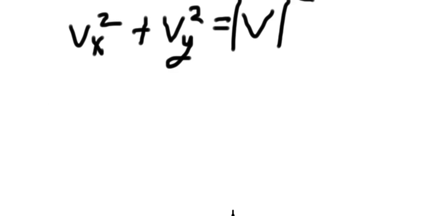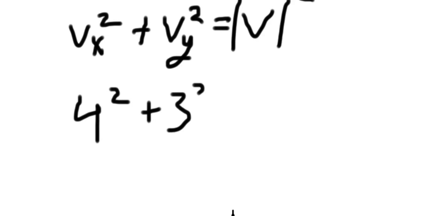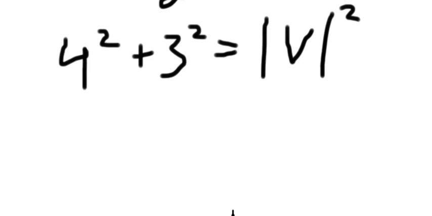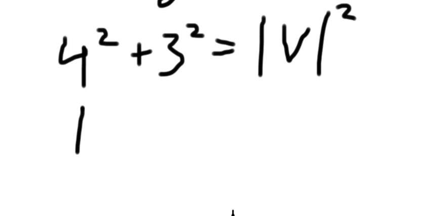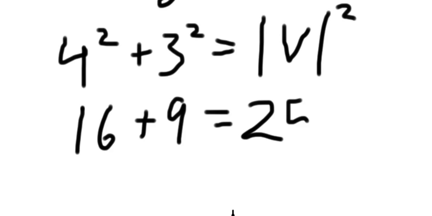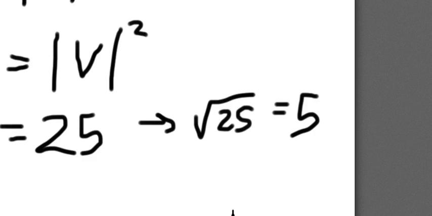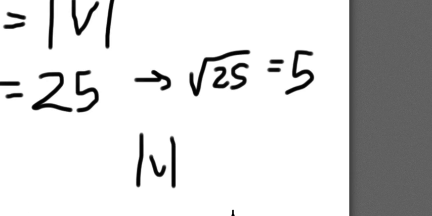So this is why I wanted to do 4 and 3, because I think this works out, because I'm not particularly good at doing arithmetic in my head. So 16 plus 9 equals 25, and then the square root of 25 equals 5. So that means the magnitude of v equals 5.